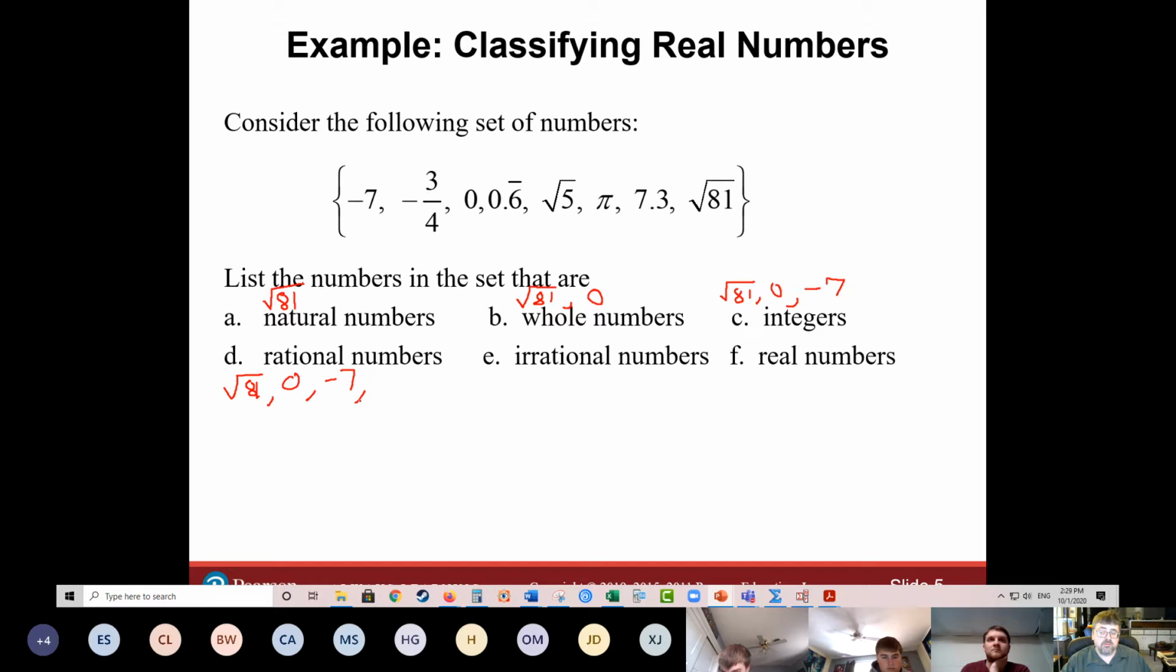And then we have every number that could be written as the quotient of two integers. So -3/4 is definitely written in that format. We learned a couple classes ago that 0.6 repeating is actually 2/3. So any repeating decimal can be written as the quotient of two integers. So all repeating decimals are rational numbers. And finally, 7 3/10 is also a rational number because we could write that as the quotient of two integers. That is 73/10.